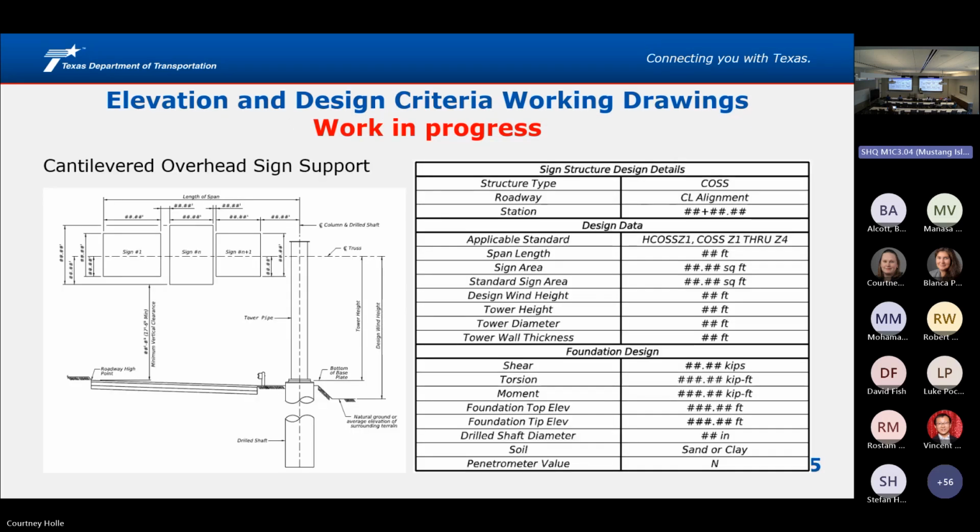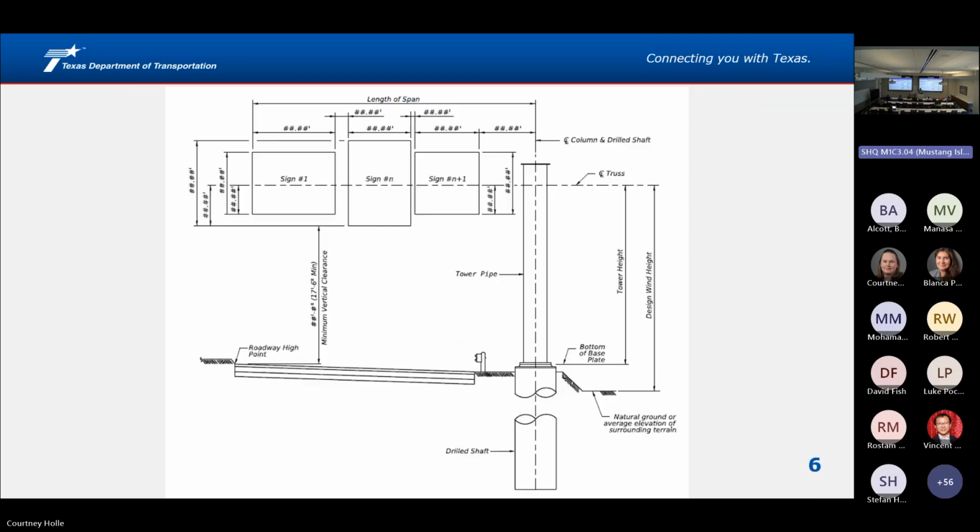So first up, just a standard cantilever sign structure. So this is using your typical sign panels. And what we're doing is we're giving a guide for how the elevation should look, and then we're providing standardized tables that will be filled out, and we're actually developing a tool for that.